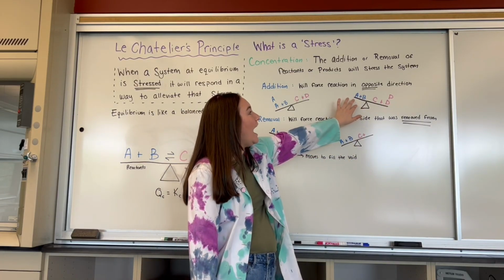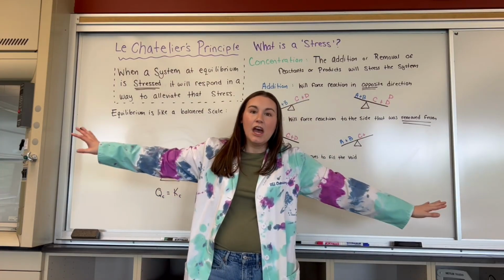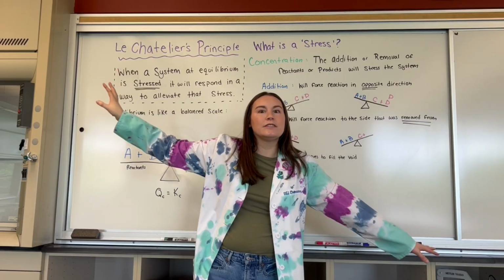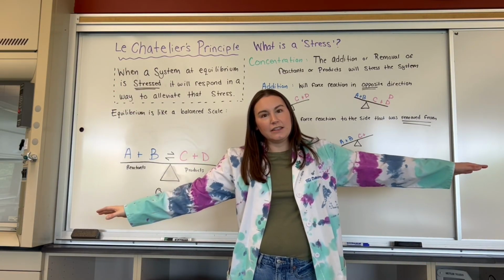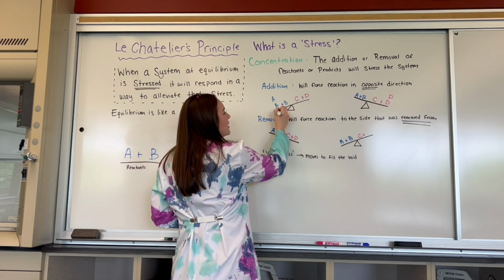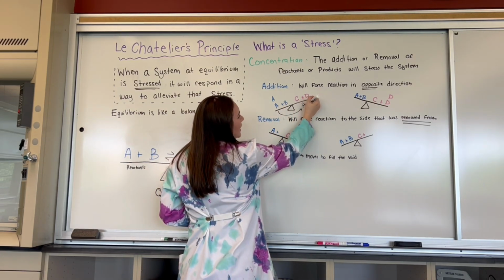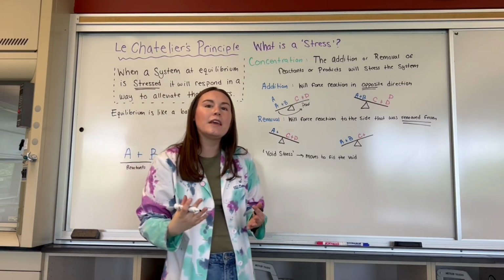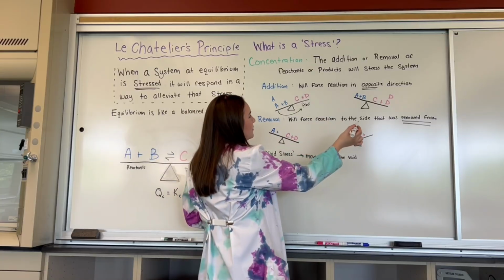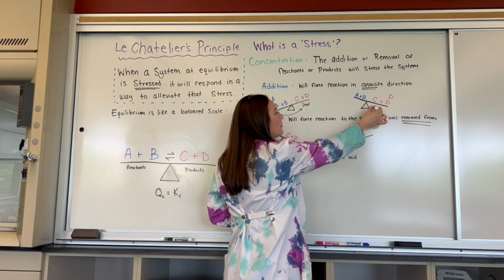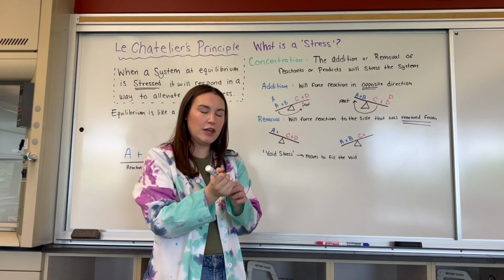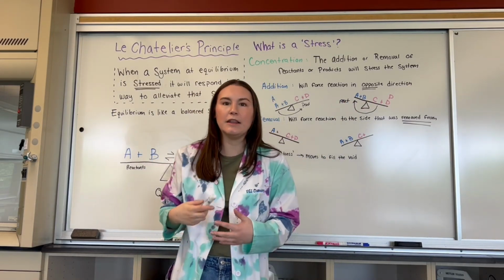The same can be said if I add product. So here I've added more D. So I've made this side heavier. If I add product, I'm going to force the reaction towards the reactant. So they go in the reverse. So let's write that down. If I add reactant, it's gonna force this to the product side. Okay, I need to start making more product to use up that newly added reactant. In the opposite way, if I add more product, I'm going to force the reaction towards the reactant side. It's going to shift towards the reactant side in order to use up that newly added product.